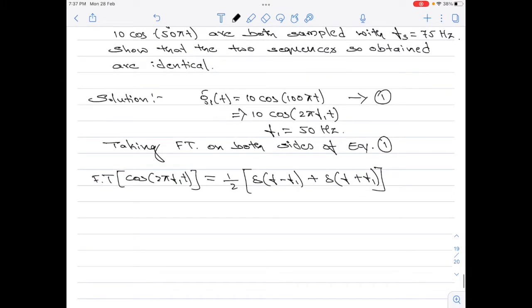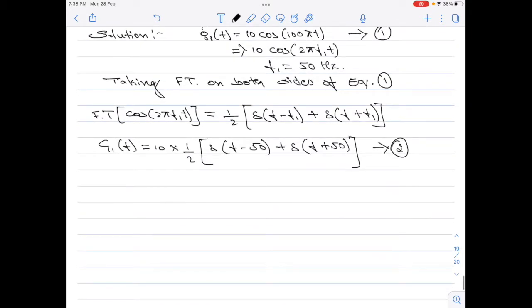Therefore, when I take the Fourier transform on equation 1, this would become G1(f) equal to 10 multiplied by 1/2 into delta of (f minus f1), which is 50 Hz, plus delta of (f plus f1), which is again 50 Hz. Let me call this equation 2.